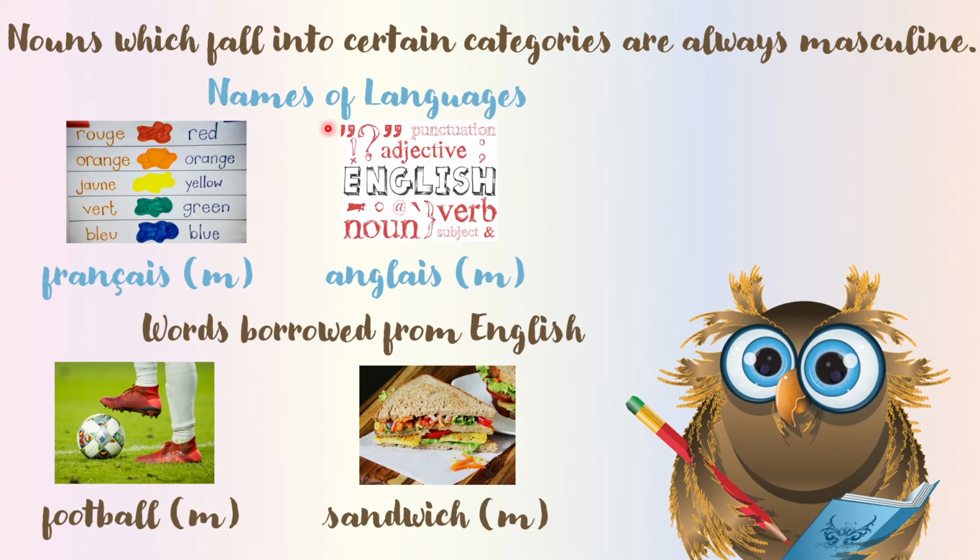Then the names of languages are also all masculine. Français is French, masculine. Anglais is English, masculine. All names of languages are masculine by convention. Then this is interesting. Words which are borrowed from English are also bestowed masculine gender. Football is a word borrowed from English. It is masculine. Sandwich is a sandwich. The word is borrowed from English. It is also masculine.